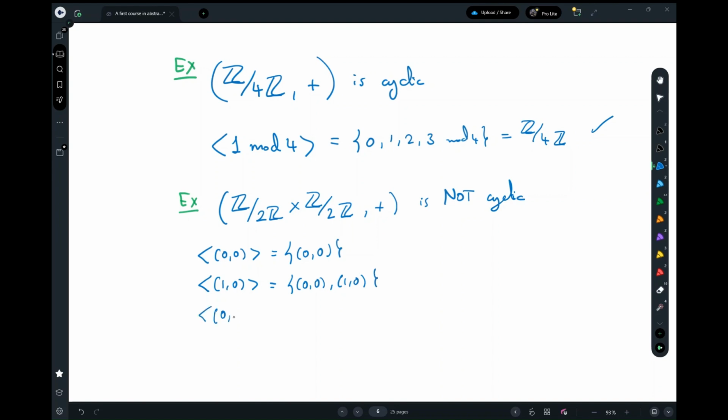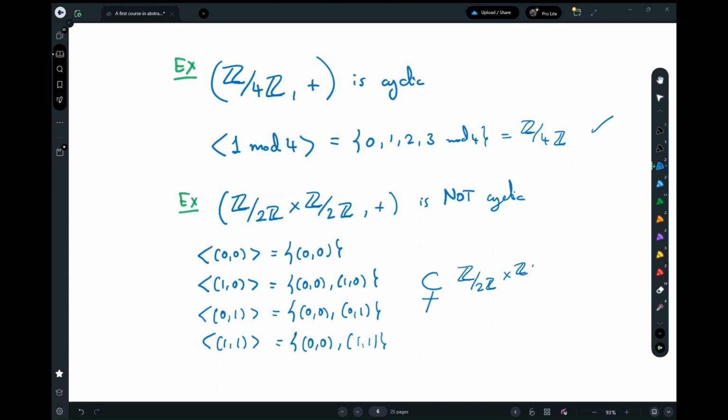If I do the same with 0, 1, I get this subgroup. And if I do the same with this other element, I get also another subgroup, which has order 2. So they are all included, but none are the total. So it cannot be cyclic. There is no generator for this group. So it is not cyclic.